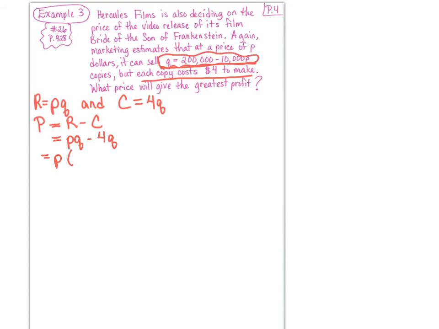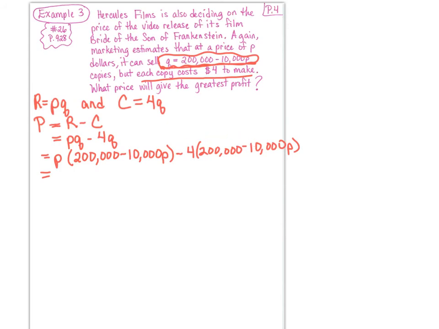So we have P times the quantity 200,000 minus 10,000 P, minus 4 times Q, which is 200,000 minus 10,000 P. Well, that's equal to, so now what you need to do, pause the video, make sure you distribute your P, and then you combine like terms, distribute your 4. So distribute your P to each term, then distribute the 4 or the negative as well to each.